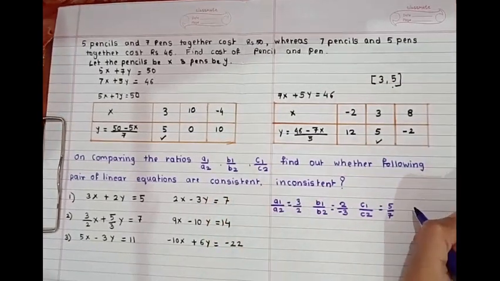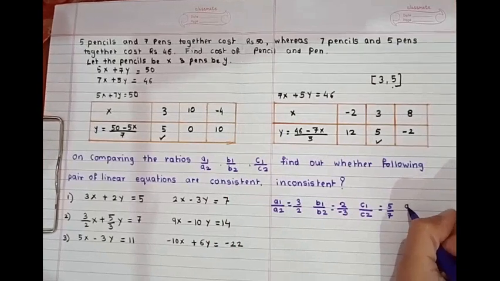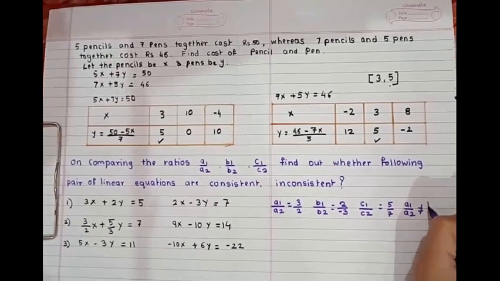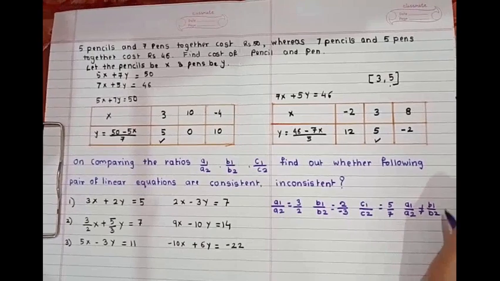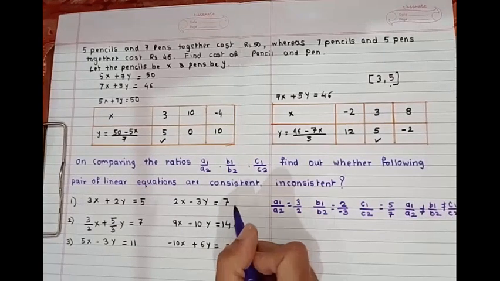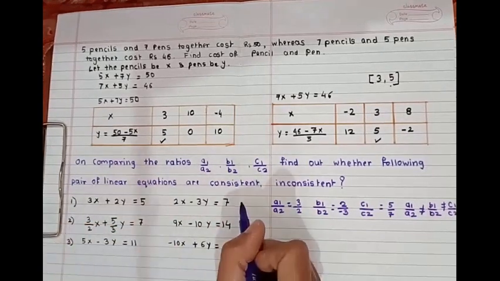Correct? Consistent. Because a1 upon a2 is not equal to b1 upon b2, not equal to c1 upon c2. So, consistent.